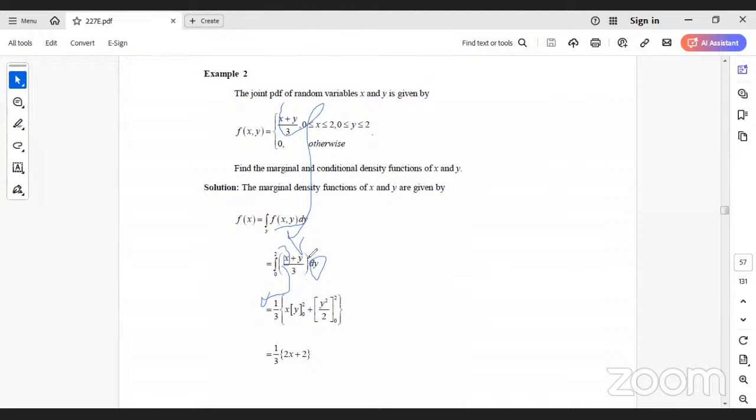y cube. Just a minute, I will clarify again.